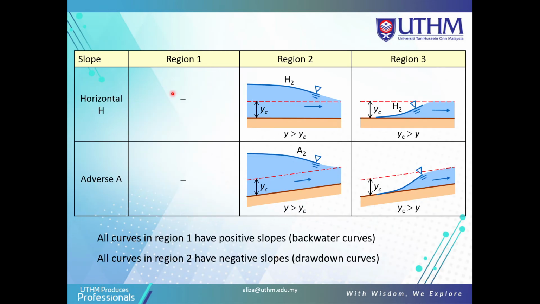And the horizontal only has region 2 and region 3, and the adverse slope also has only region 2 and region 3. All curves in region 1 have positive slope, so this is the backwater curve. All curves in region 2 have negative slope, so this is called the drawdown curve. In case your final asks you to explain based on your opinion, based on the diagram here, you can explain that in region 1 the positive slope is the backwater curve, and region 2 has negative slope, the drawdown curve.